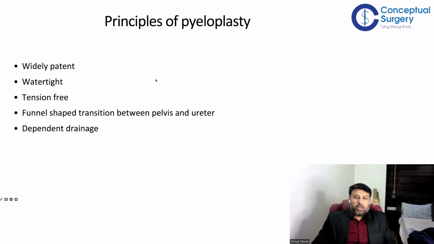Fourth, which is peculiar and specific for pyeloplasty, is the funnel shape transition. As such, there should be a normal, smooth flow of the pelvis into the ureter. There shouldn't be any hooking, kinking, or any adhesions or any tortuosity. So it should be a smooth passage of pelvis into the ureter. And finally, it should be a dependent drainage, so that there is no pooling of urine in the pelvis itself if the drainage is not dependent or gravity dependent.